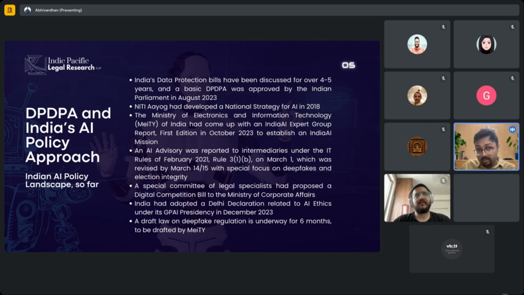Then a special committee of legal specialists was created to propose a digital competition bill to the Ministry of Corporate Affairs. That was also already in process. And now, as Business Standard and a few outlets have reported, a draft law on deepfake regulation has been underway for 6 months.